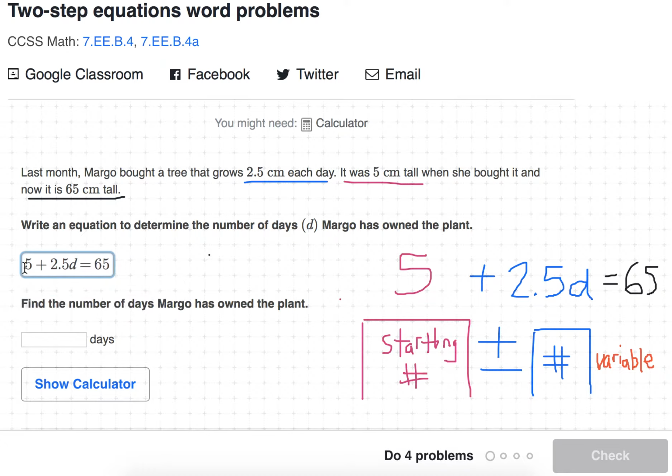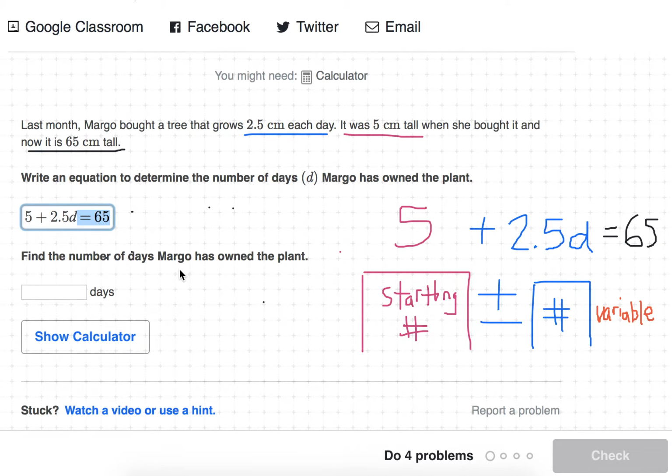Starting number is 5, that's the height of the tree. It's going up by 2.5 centimeters per day, and it ends up at 65. Now it says find the number of days Margot has owned the plant. Well, that is asking us to solve this two-step equation. So our first step is going to be subtracting 5 from both sides of the equation. It doesn't have to do with this plus here that we're subtracting 5 to undo the 5. It has to do with the fact that it's a positive 5.